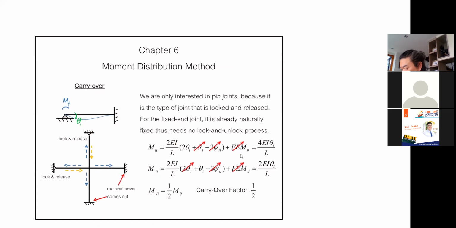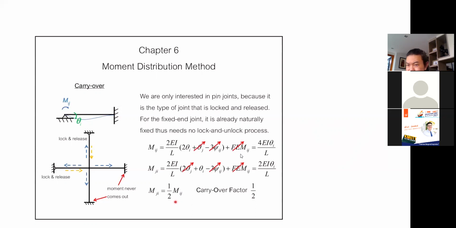So now from this, you have Mij is in fact equal to 4EI theta i over L. And in similar fashion, I can write Mji. And Mji becomes 2EI theta i over L, because theta j is 0, and you have theta i as a term here. So it's 4EI theta i over L and 2EI theta i over L. So now you can say that Mji is half of Mij.